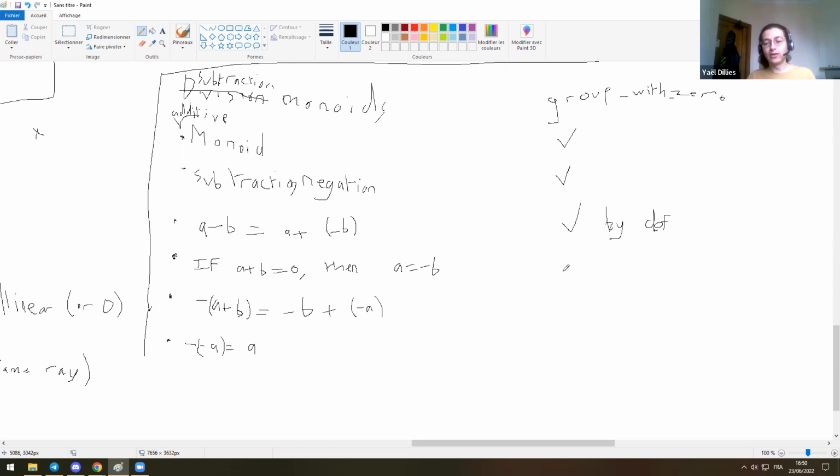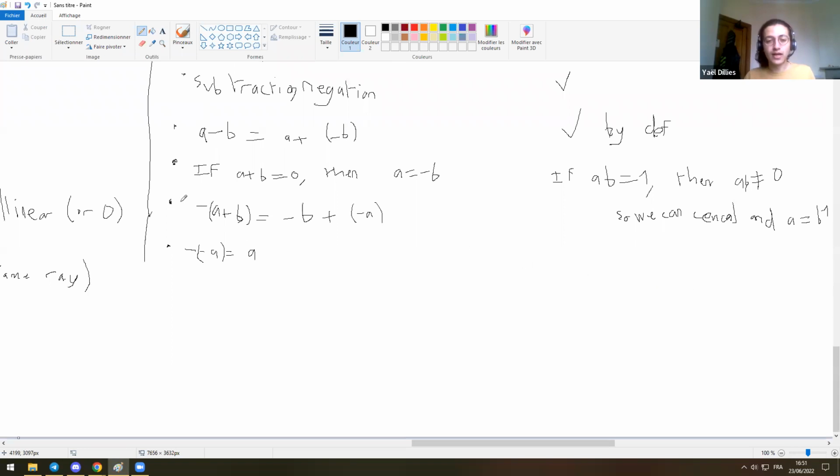And now if AB is equal to 1, then in particular, A and B are different from 0, because 1 is different from 0. So we can cancel. And A is equal to B inverse, which is what we wanted. And finally, this is the same idea.